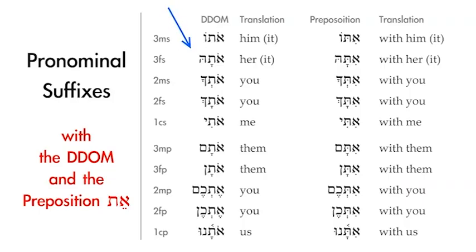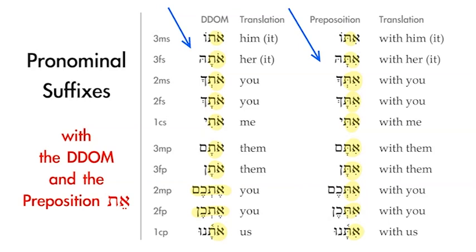If you look in this left-hand column, you'll see pronominal suffixes attached to the definite direct object marker. And in each instance, the definite direct object marker is spelled as oth, with an O-class vowel. The only exception is with etkem and etken in the 2MP and 2FP. Now let's look at the forms in the right column where the pronominal suffixes are attached to the preposition eth, meaning with. And you'll observe that in each instance, the preposition is spelled with a hireq and a dagesh forte in the tav. This means that this preposition used to be geminate.